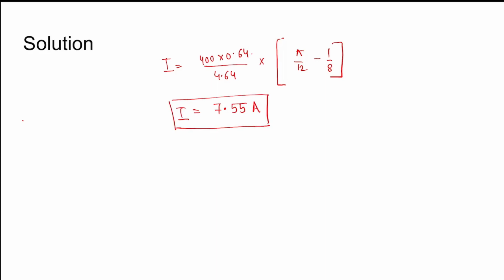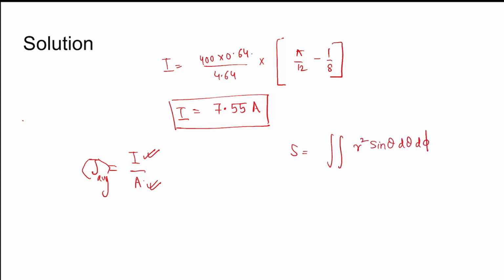And similarly, determine J as I by A. Now this is the average value that we are calculating. So I we have already determined. Now we need to calculate the area. Area is the integration of the elemental area, r square sine theta d theta d phi, and we only need to find the magnitude of the area.